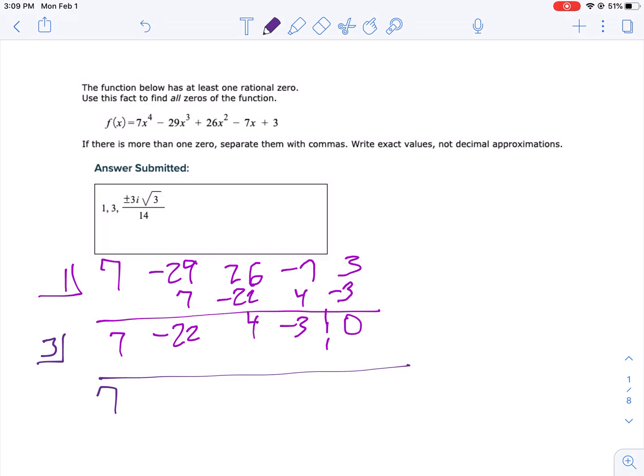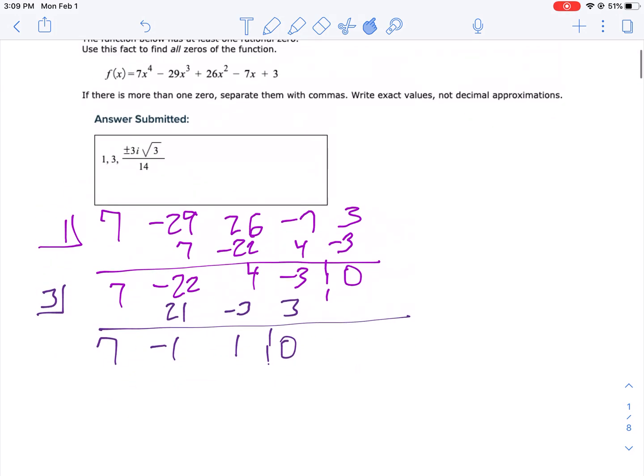So then we have 7 times 3 is 21, which would be negative 1, times 3 would be negative 3, which would be positive 1, which gives us 0. Now, look at the depressed polynomial. Remember, we started here with x to the 4th power, so this would be to the 3rd power, here's the 2nd power. So we actually have 7x squared minus x plus 1 equals 0.